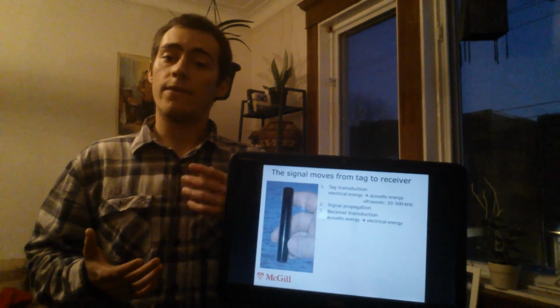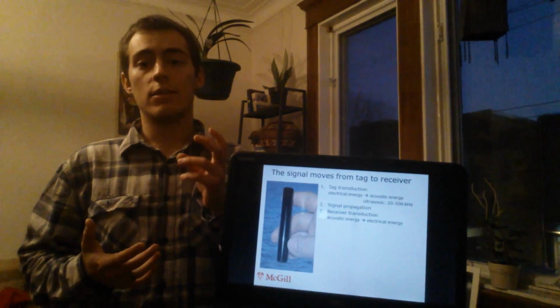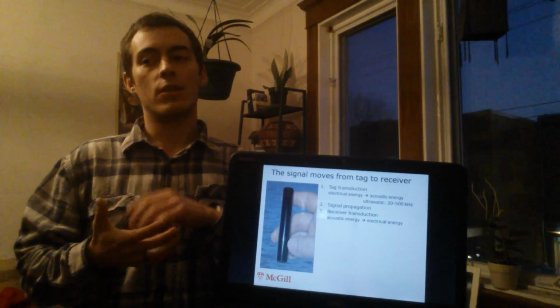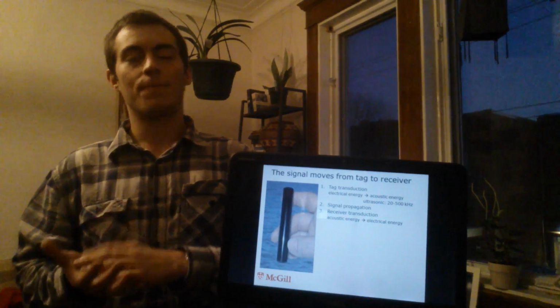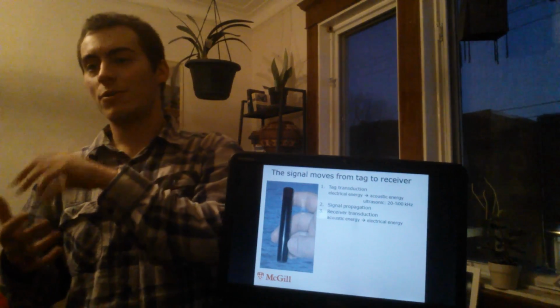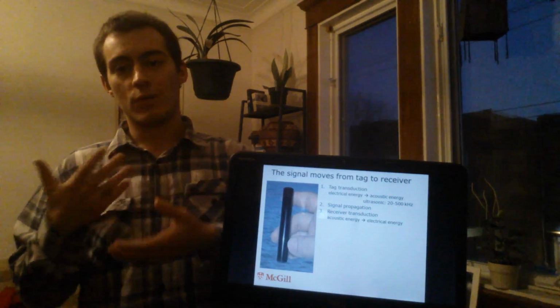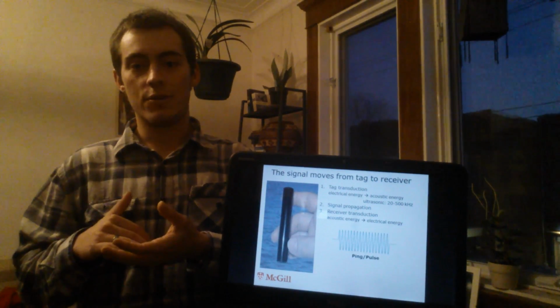In any case, the first step is for a transducer in the tag to convert the signal from electrical to acoustic. Once it's acoustic, it can move through the water to the receiver. Signal moves through the water and hits the receiver. The receiver has a transducer that converts it back to electrical, and it can start storing that information.